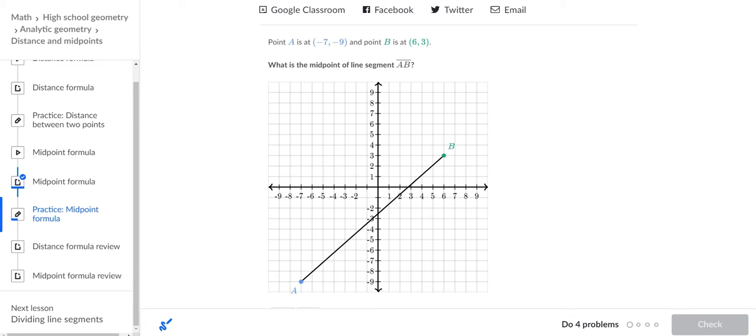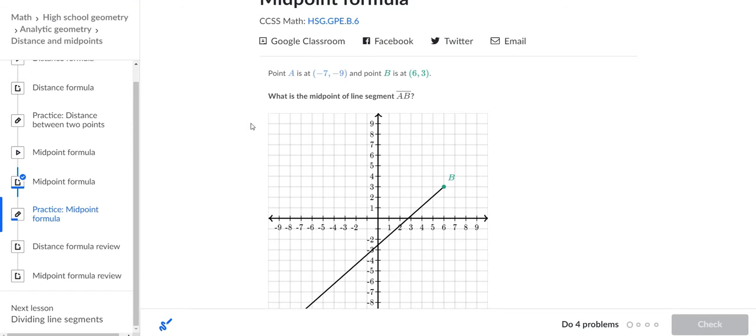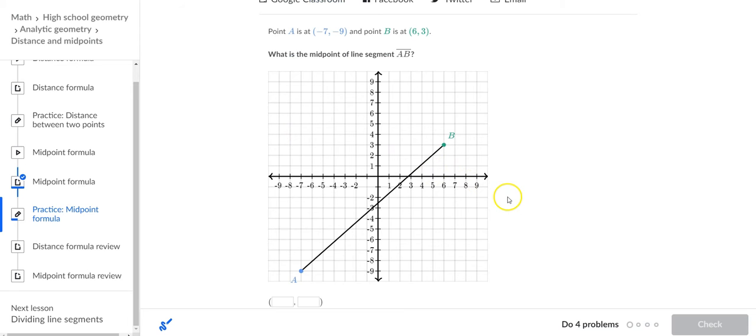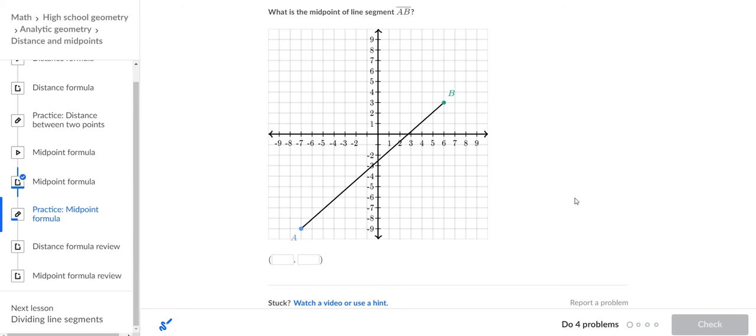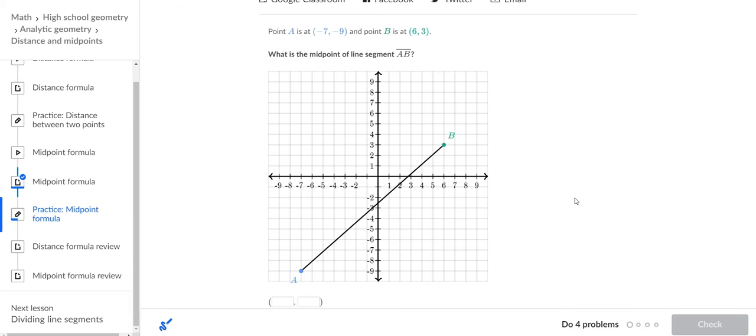Hey everyone, so this is a video on the Khan Academy assignment midpoint formula. I'm going to be doing a couple of examples and a few different methods that you can use to complete these types of problems. So we're going to start off with the first one here.